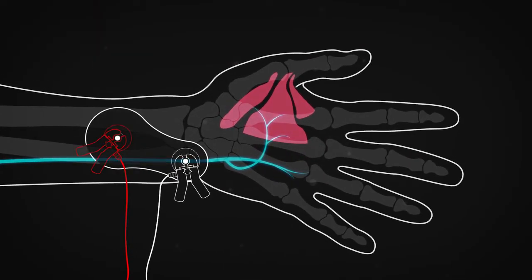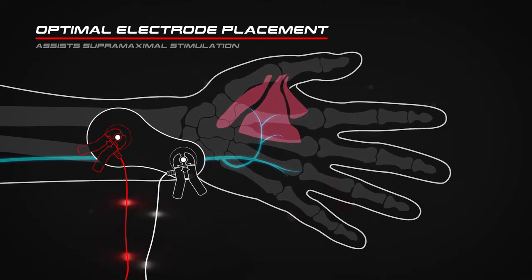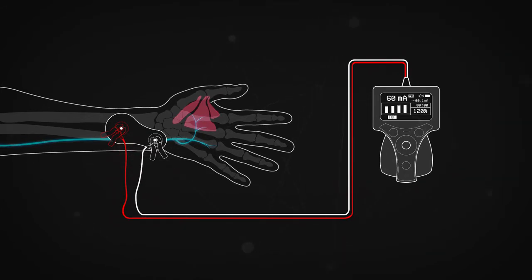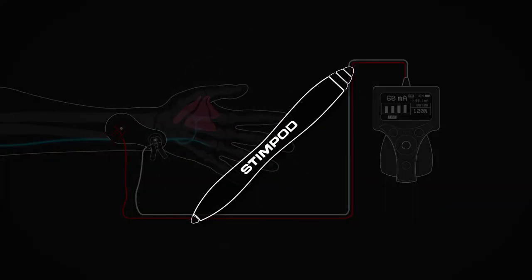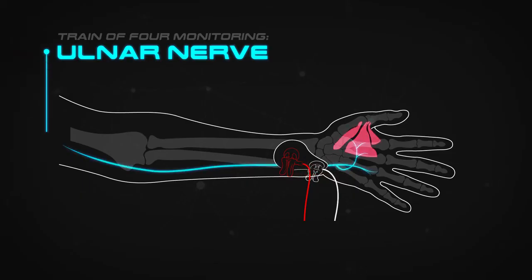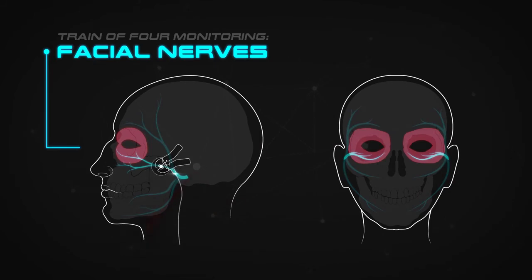If the electrode placement is optimal, assumptions can be made regarding the current intensity required to qualify as a supramaximal stimulation. For further demonstration and use of the nerve mapping pen for optimal electrode placement, please view the following videos by Zavant: trainer for monitoring of the ulnar nerve, trainer for monitoring of the posterior tibial nerve, and trainer for monitoring of the facial nerves.